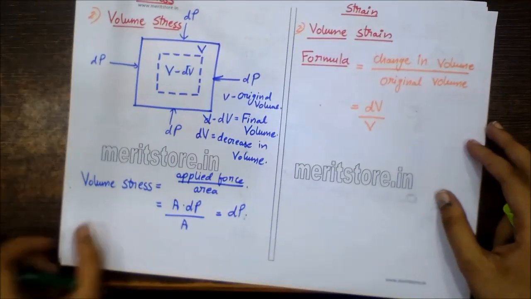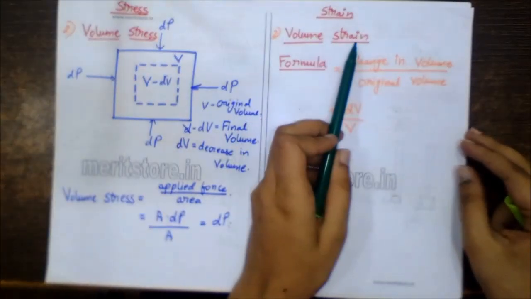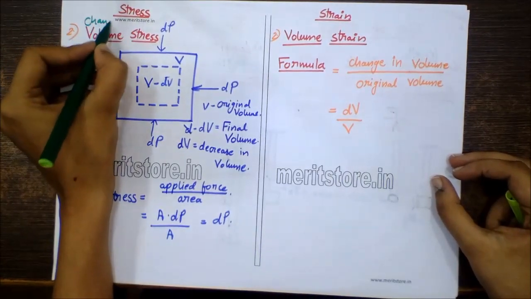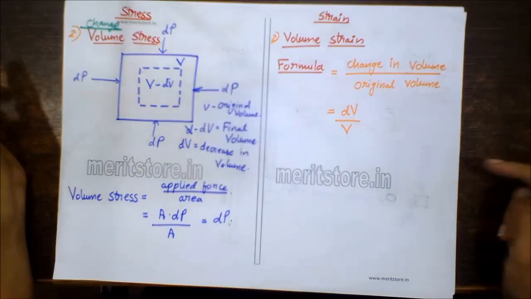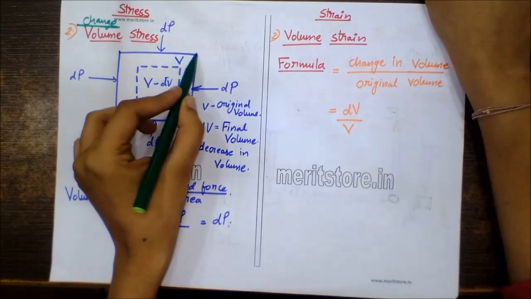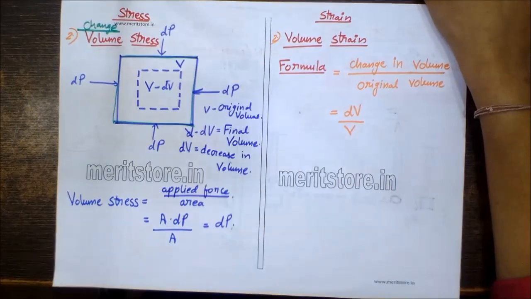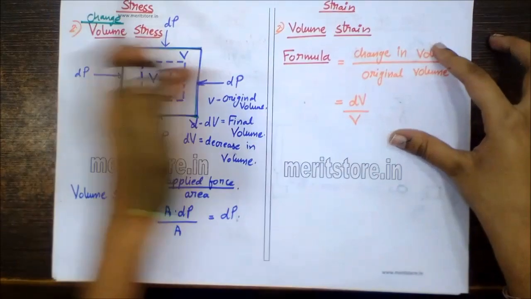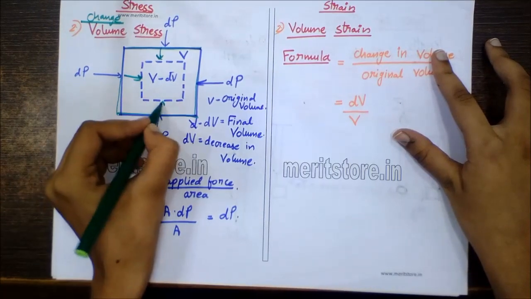Moving on to the second type of stress and strain, that is my volume stress and volume strain. So, if we go to the volume stress, over here we will be talking about the change in the dimension, and that dimension is volume. All the changes will take place in terms of volume. For that, we have considered this cubical block. To this cubical block, we apply pressure from all the four sides, and after applying pressure, the cubical block decreases in size.